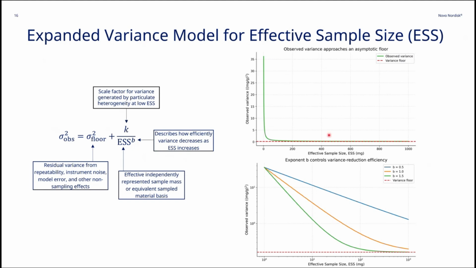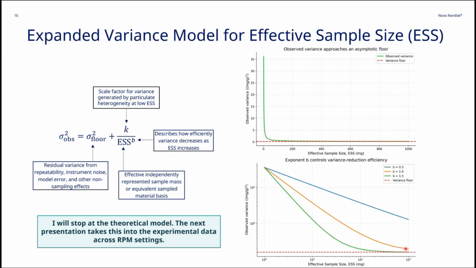And here are some simulations. In the base case, you always assume B is 1, and then you will have the variance going down as the effective sample size increases until it reaches this plateau, which is the floor. So with that, I will stop the theoretical discussions around effective sample size for a spider wheel, and also a little bit about this variance model.